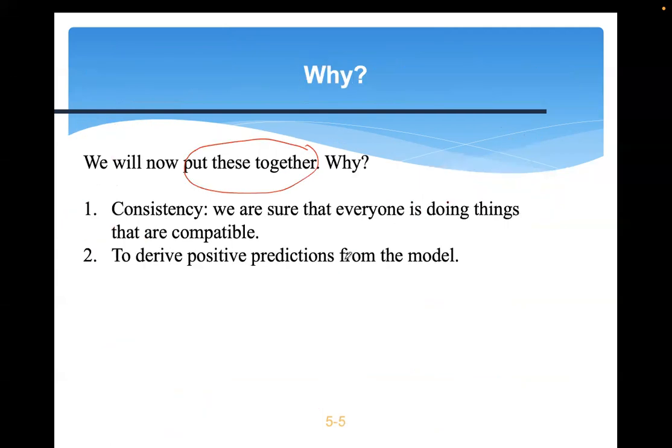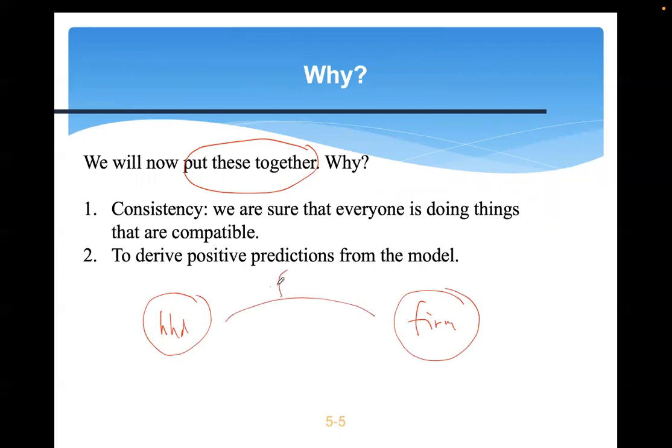Now, what are we going to do here? We are going to put them together. So in that sense, they are going to interact with each other. So what's the benefit? First, we are going to have some consistency. We are going to make sure that inside this model, everyone is doing things that are compatible. What does this mean? Remember, you have households, HHD stands for households. You have a firm, and they interact with each other in the factor market. This is just NS and ND.